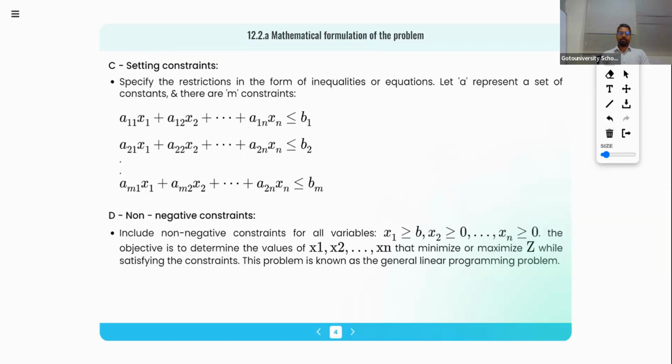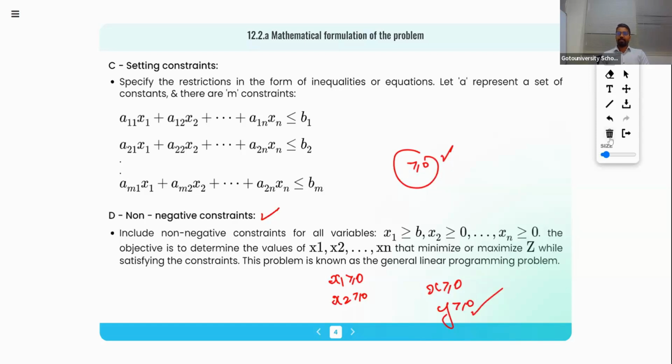Last one, non-negative constraints. That is, the variable x1 should be greater than or equal to 0, x2 should be greater than or equal to 0. In our case, the number of chairs and tables cannot be negative. It has to be either positive or 0. That's why we have x greater than or equal to 0 and y greater than or equal to 0. These are the constraints.